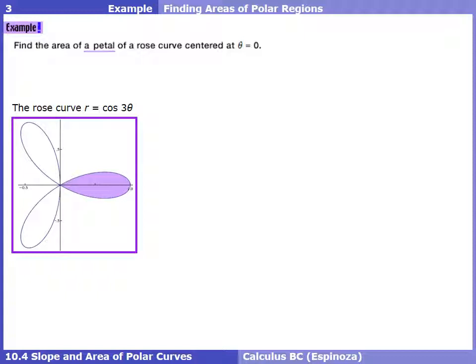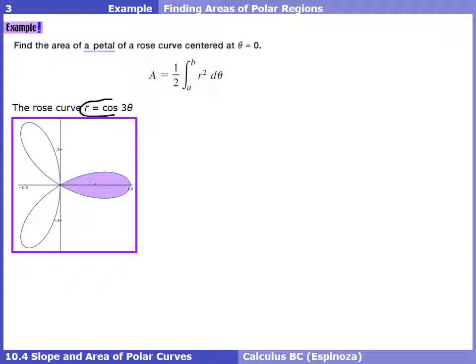But now I want to find the area of a petal of this rose curve centered at theta equals 0. In other words, I want to find the area of this particular petal of this rose curve. So we're going to start off with our area formula, 1/2 integral from a to b of r squared d theta.